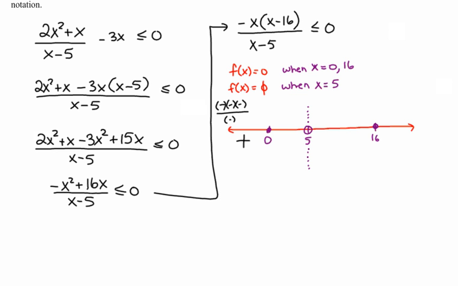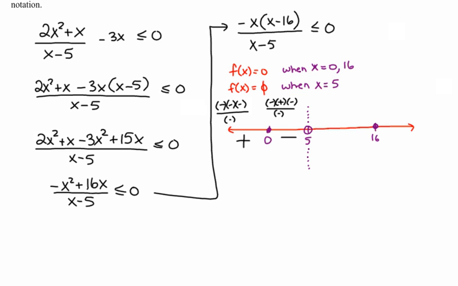Okay, so now I'll pick a number between 0 and 5, so I'll choose 1. So we have the negative out front, and then plugging into x, positive 1 is positive, 1 minus 16 is negative, and then 1 minus 5 is negative. So we have 3 negatives and a positive, gives us a negative.